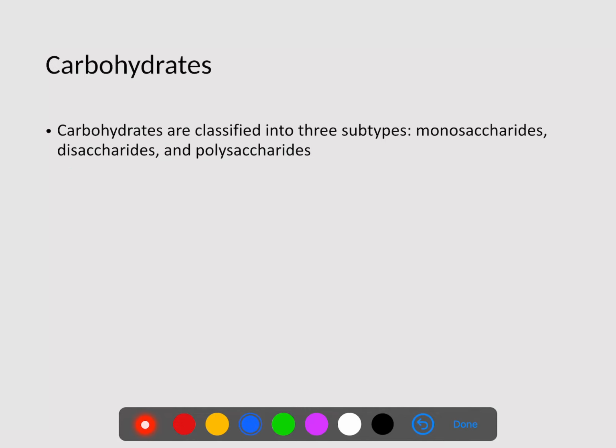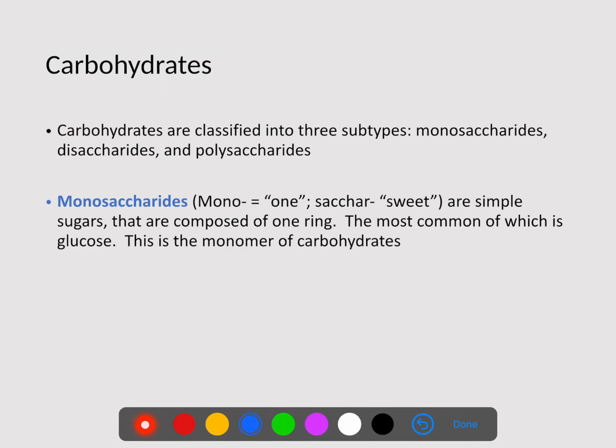Now, carbohydrates are classified into these 3 subtypes. Our first one, monosaccharide. Remember, mono, one, saccharide, sweet, or single sugar. They're the simple sugars that are composed of one ring, the most common of which is glucose. So again, this is the monomer of our carbohydrates.